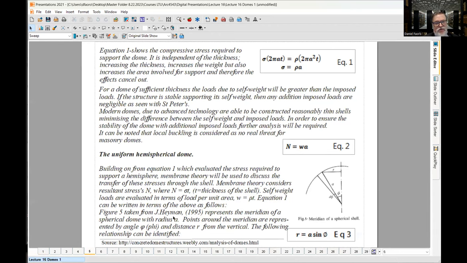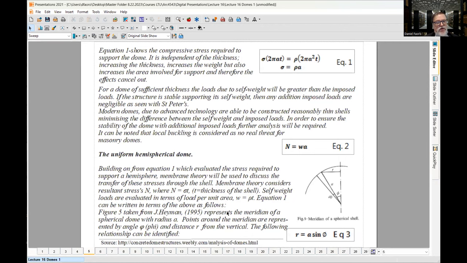From our earlier formula discussions, the meridian of the spherical dome, radius A, points around the meridian are represented by the angle phi and the distance r from the vertical. And the following relationship says here, r is equal to A sine phi.